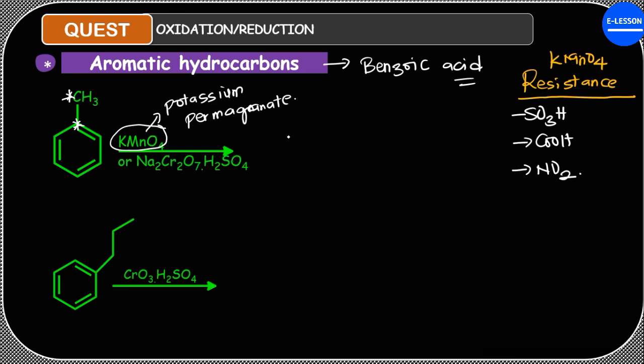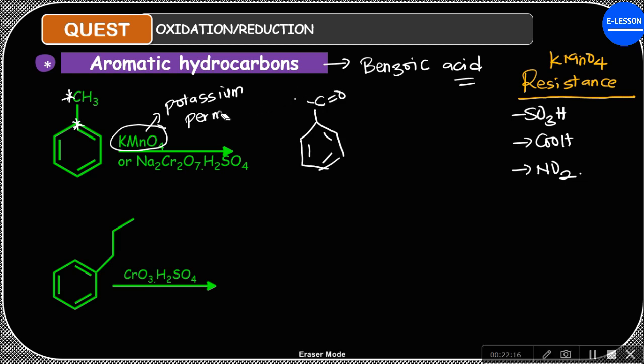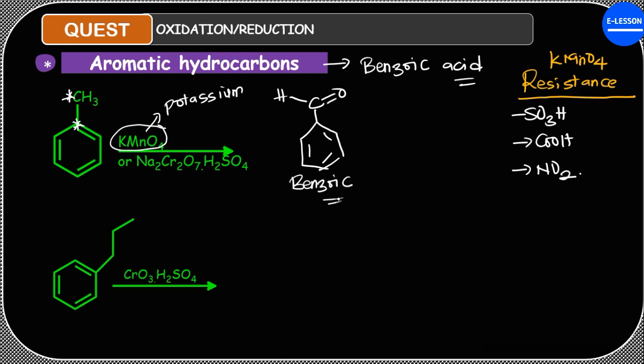So when this occurs, this is what is going to form. It's going to form something like this. We have our double bonds, and then we have C here becoming double bond O, and here becomes OH. So you call this benzoic acid. Whenever these aromatic hydrocarbons react, it usually forms this benzoic acid.